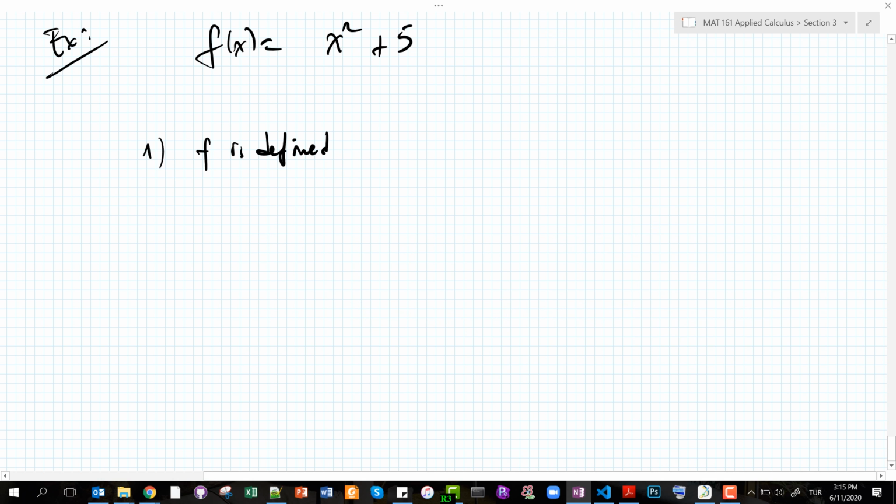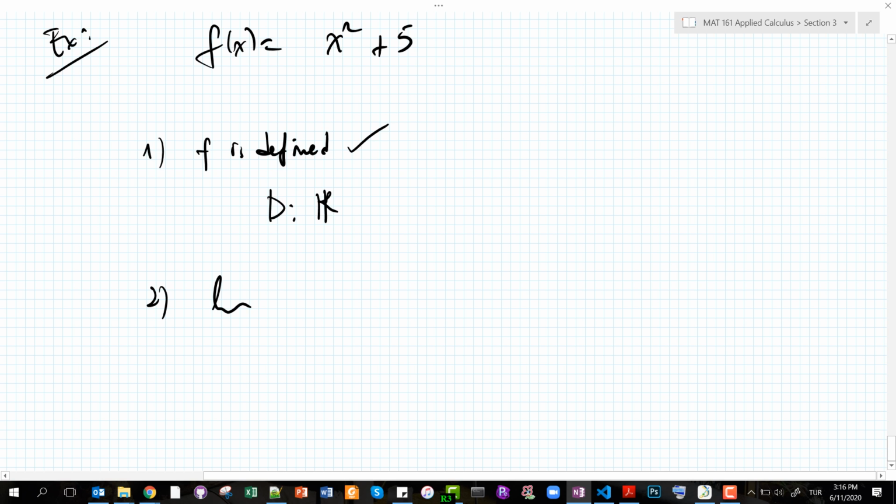Another function would be a polynomial. Polynomials are nice functions, they are smooth functions. We can just say that everything is nice, so they are always continuous, but I would like to show it to you. F is defined, yes, we know that the domain of the function is R. There is no point, as you see, that makes this one undefined.